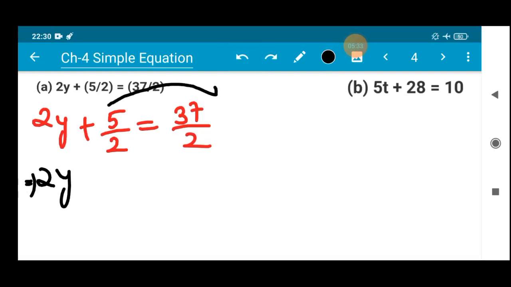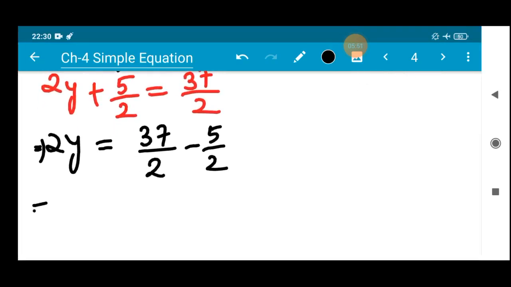If I transpose or cross the boundary of the equal to sign, so equal to is a boundary here, if I cross this boundary, then the plus value is going to change to a negative value. So it will become 37 minus 5 by 2. Okay, so I hope this is understandable, clear to everyone.